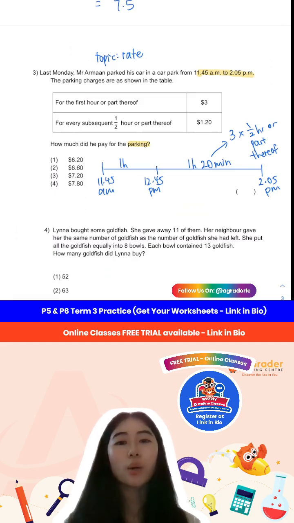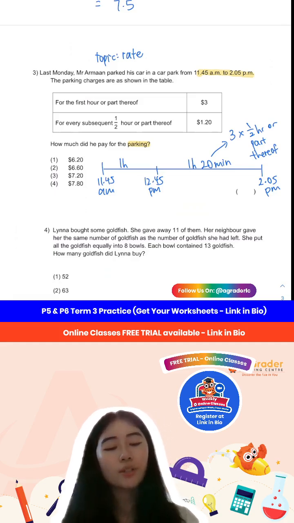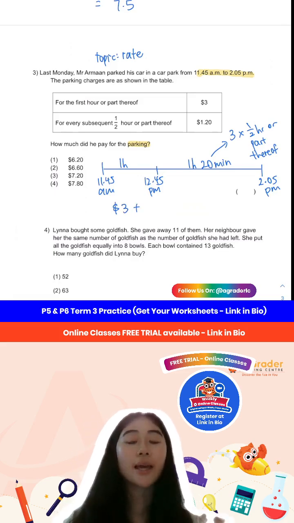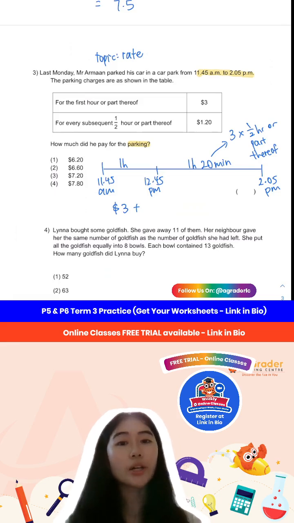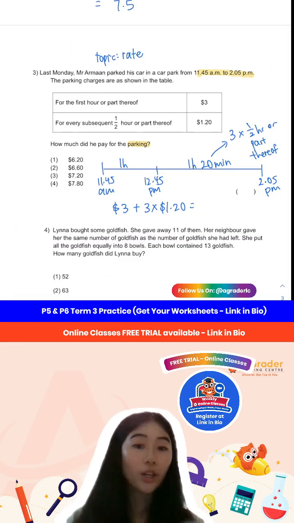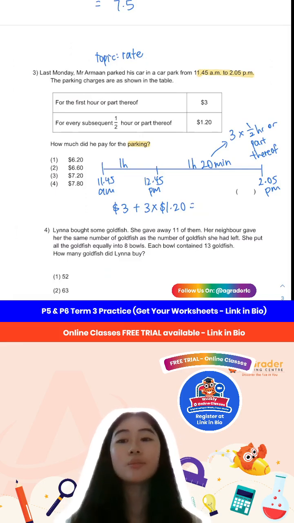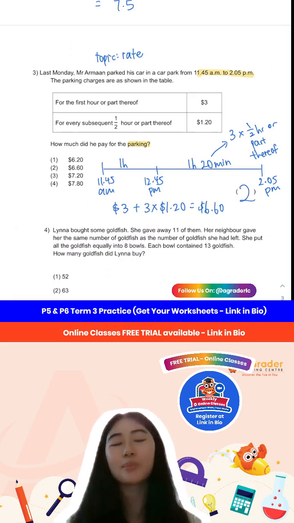So now we can do our calculation. For the first 1 hour, you know it's $3. Then you add the subsequent half hours. You know that there are 3 of them, so that is 3 times $1.20. Then you can just calculate this whole equation. That's how you get $6.60, which all of you got correct. Excellent work. This is number 2.